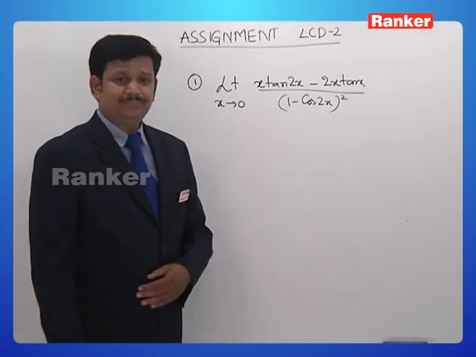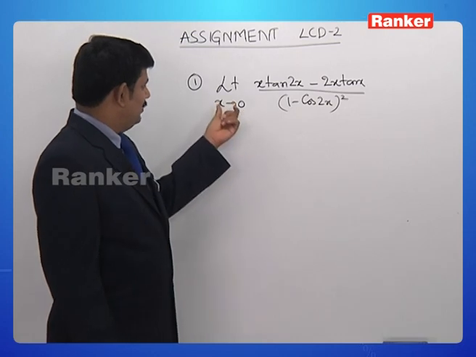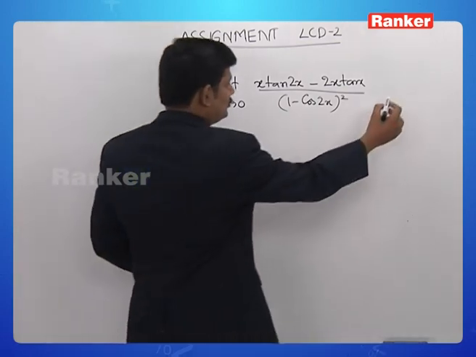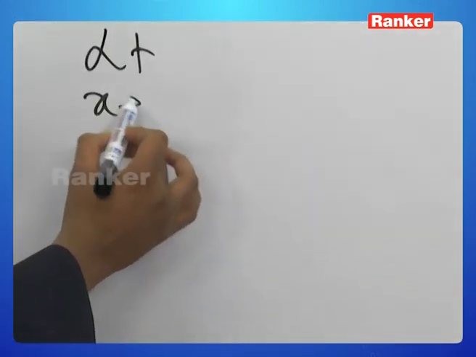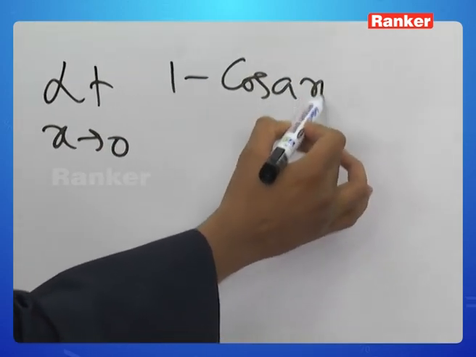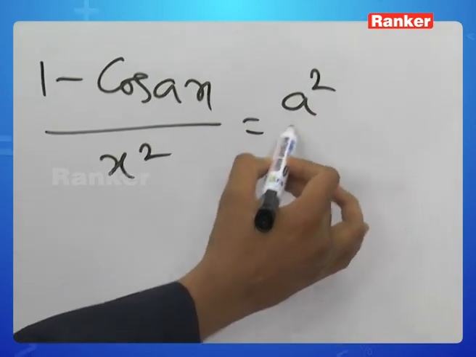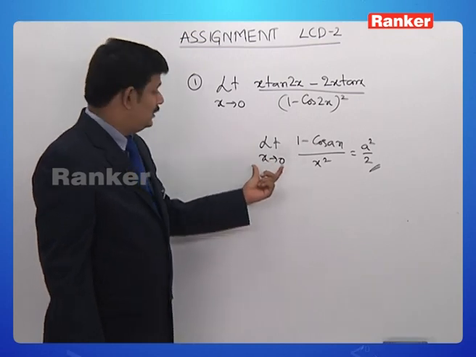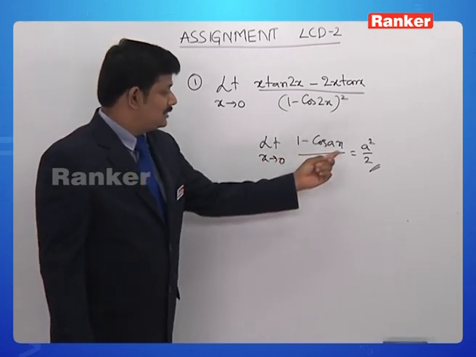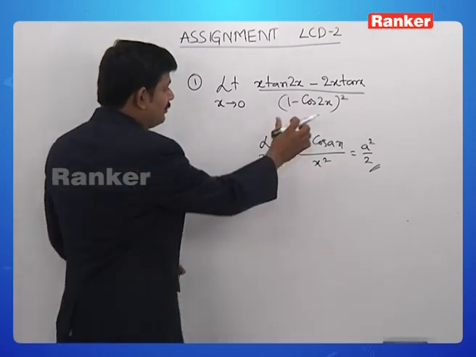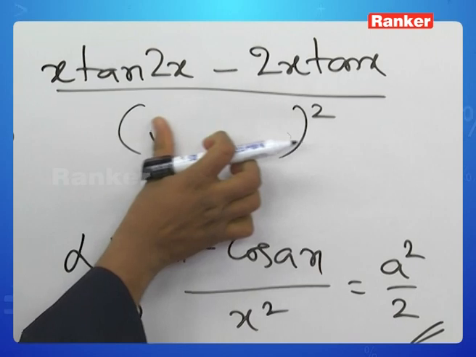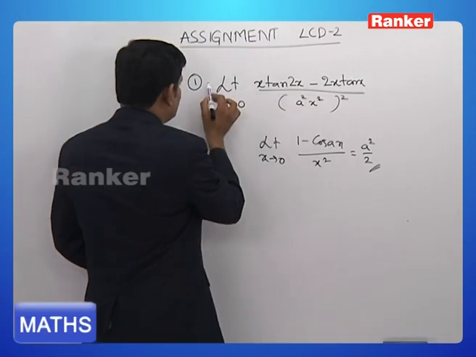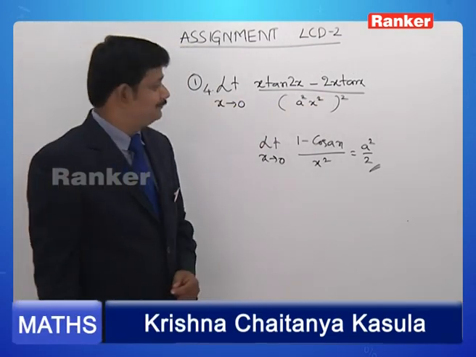Now, when you look at this question, you can see a standard limit, x tending to 0, (1 minus cos ax) by x square. We all know through the discussion, this limit is a square by 2. So, directly let us use this result here. 1 minus cos ax, we can replace it by a square x square by 2, whole square, that makes it 4, and 4 let us write it outside the limit.